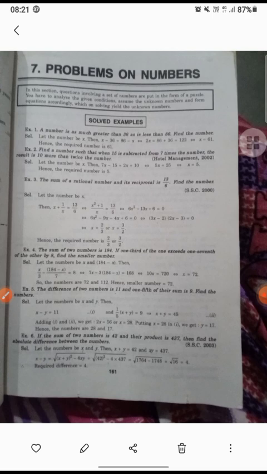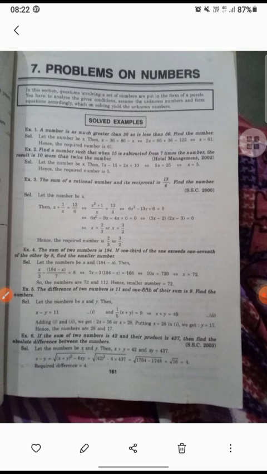So it is saying the sum of two numbers is 184, and 1/3 of one exceeds 1/7 of the other by 8. So the first number is x by 3, minus the second number, 184 minus x divided by 7, equals 8, is given. If we solve this question by cross multiplication, then it will be 7x minus 3 times 184 minus x equals 168.